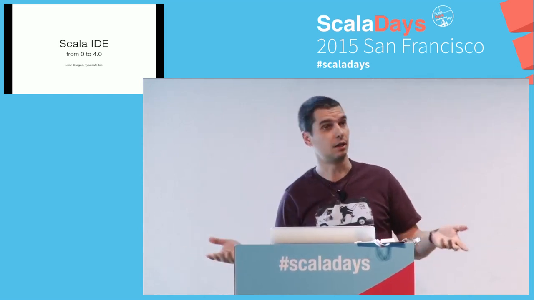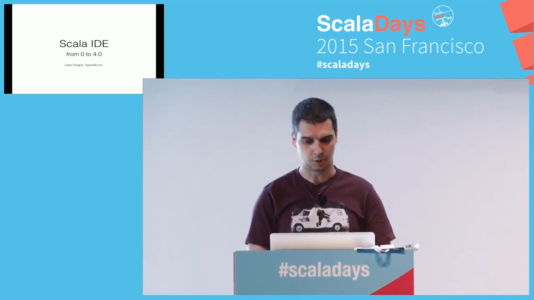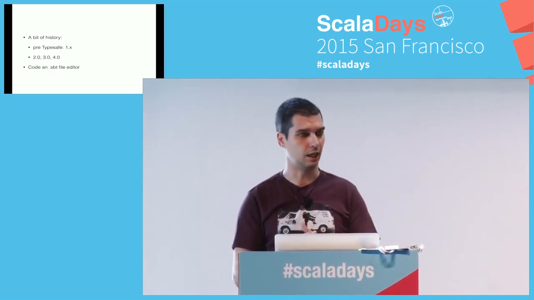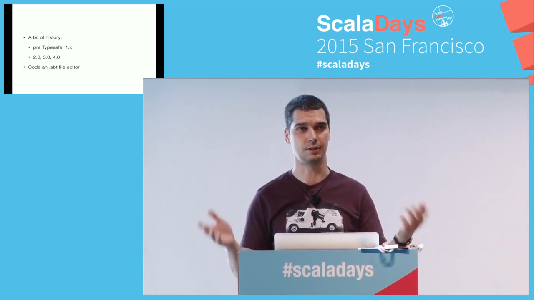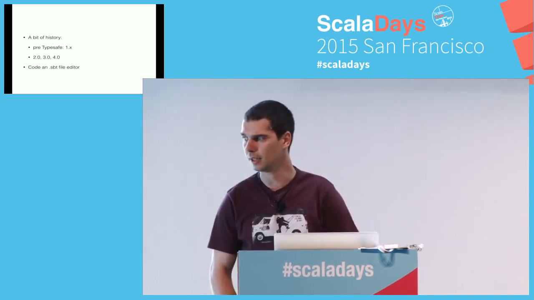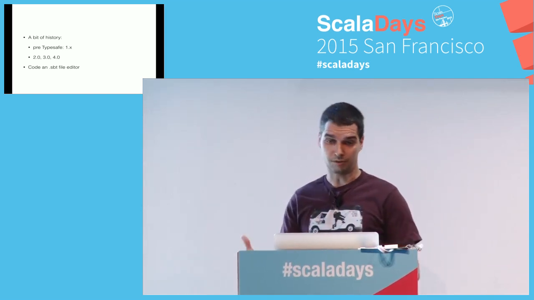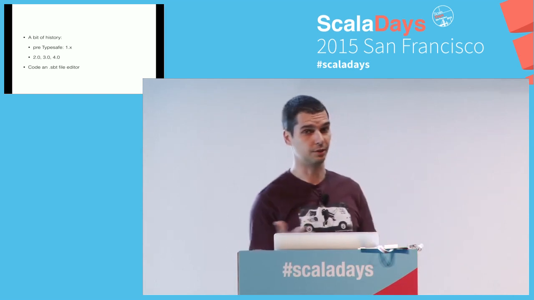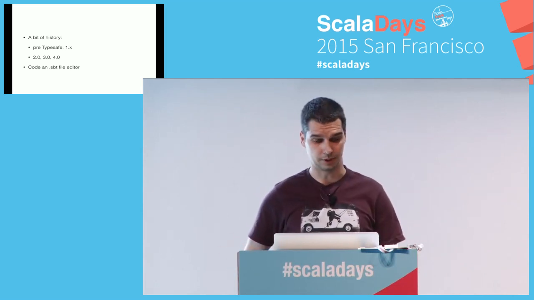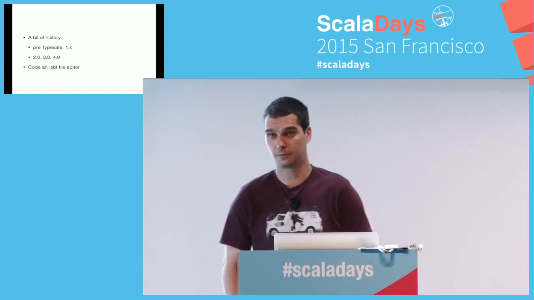And today I want to talk a bit about the history of the IDE, and then in the second part, which I think is probably a little bit more interesting, about a couple of new features that just arrived in the 4.0 release. I think that was sometime in December last year. And to show off, because I think one of the most important features in 4.0 is an API for developers, I'm going to show you how you can code an SBT file editor with this API.